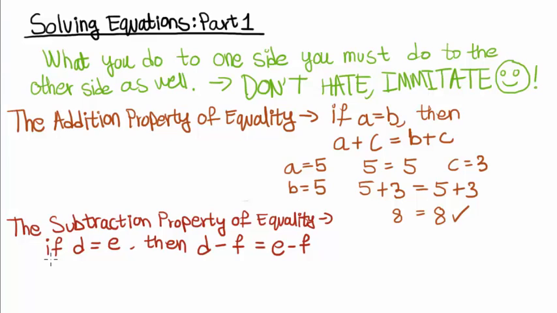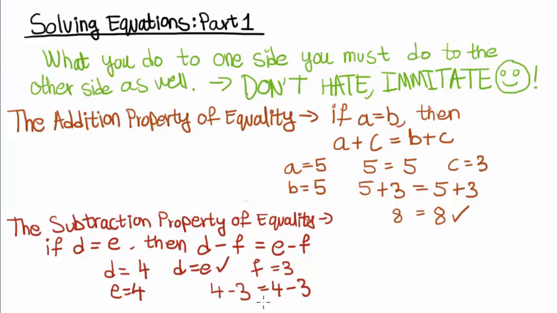So an example of this can be seen over here. If I have d equaling some number, in this case let's say the number is 4, and e is also equal to 4, then the statement d is equal to e holds true. Now if I say f is equal to some number, let's say f is equal to 3, then I can rewrite d minus f equals e minus f like this. And since 4 minus 3 equals 4 minus 3 is the same thing as saying 1 is equal to 1, this is a true equation right over here.